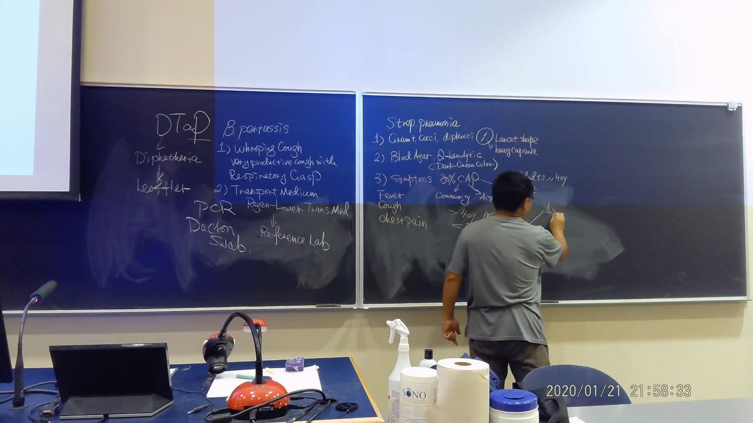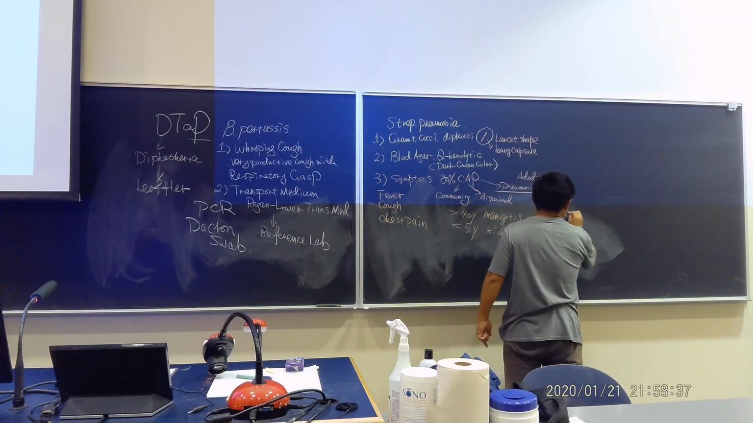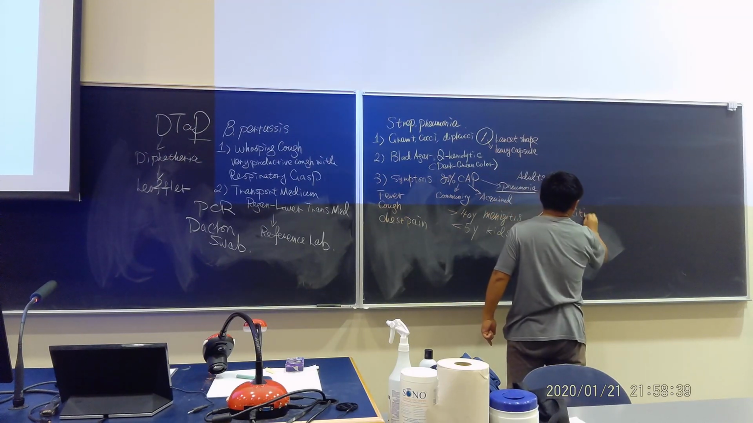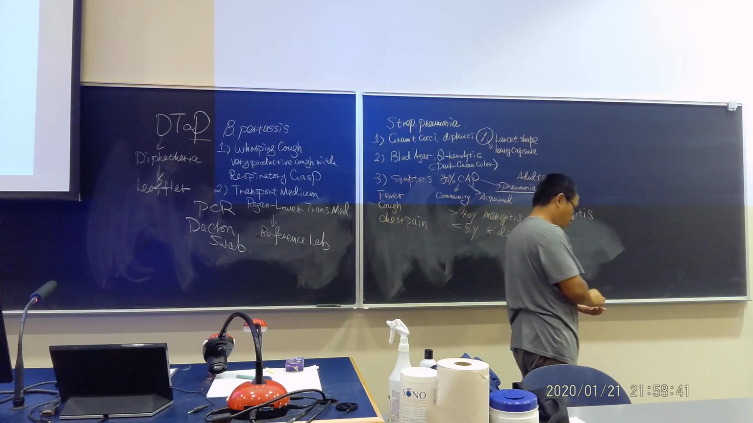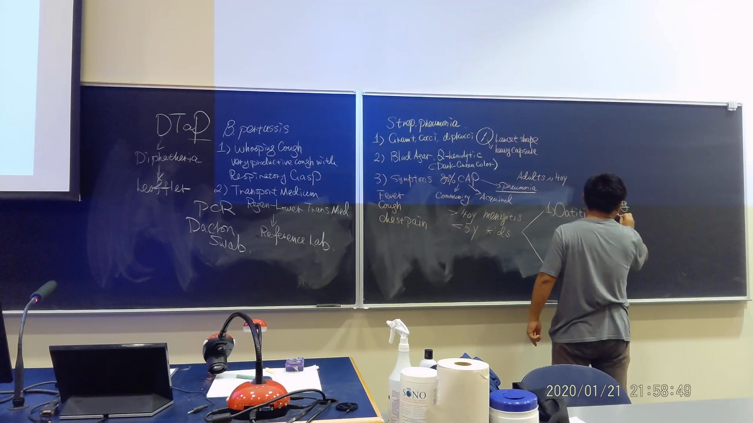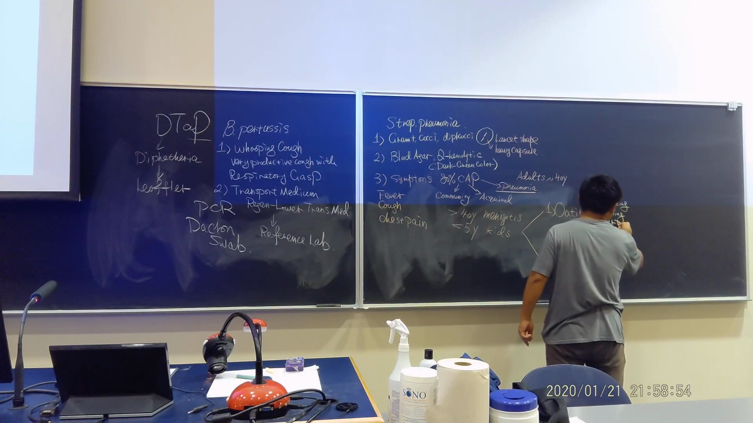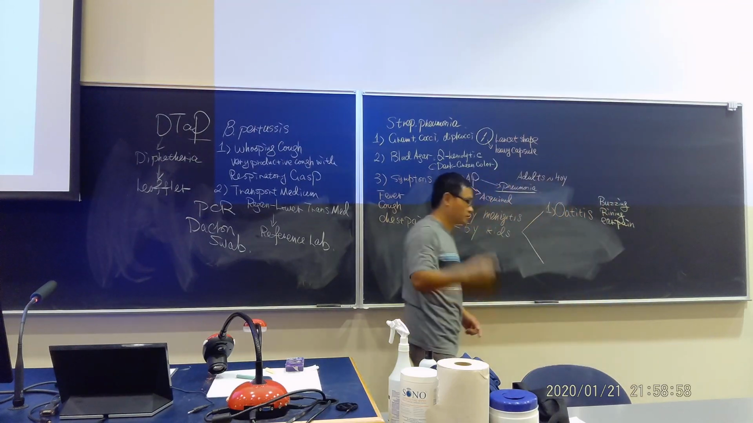Number 1, it could be otitis. What does otitis look like? Buzzing, ringing, and ear pain. That happens. Inflammation of the ear.